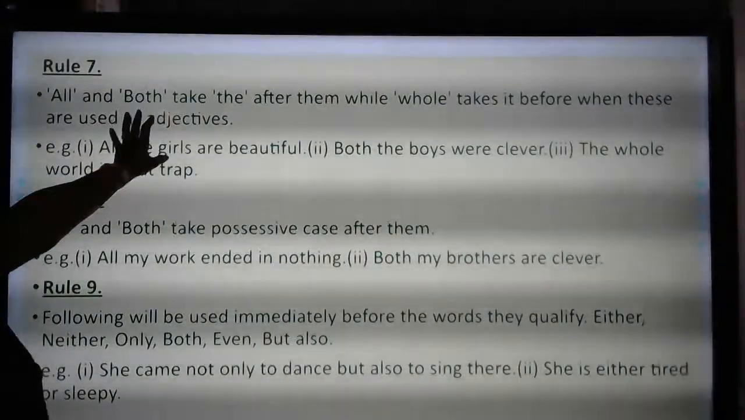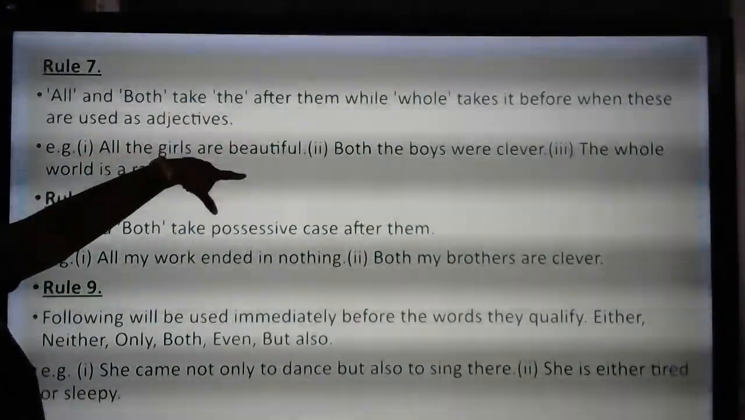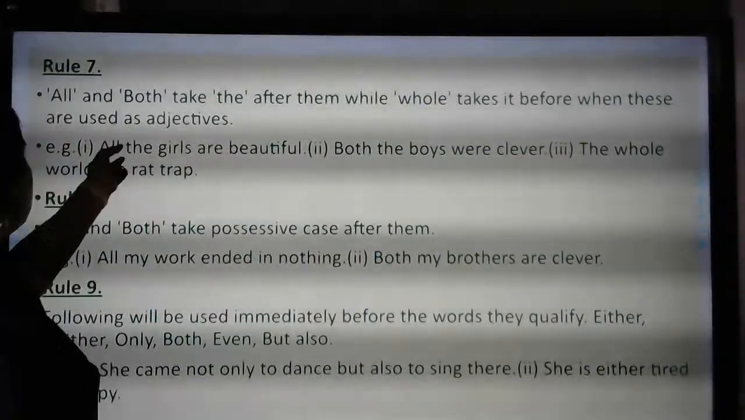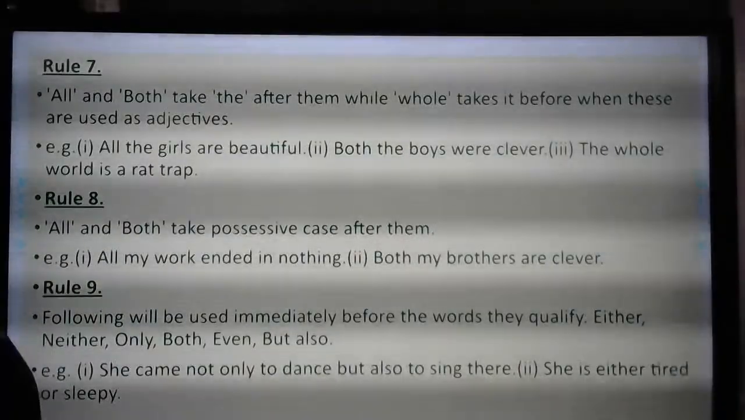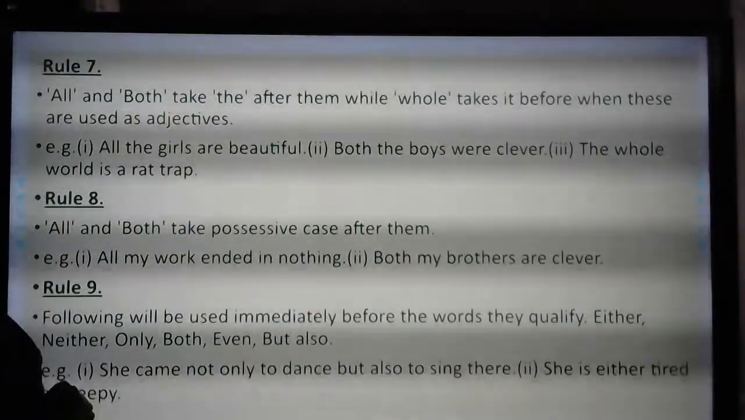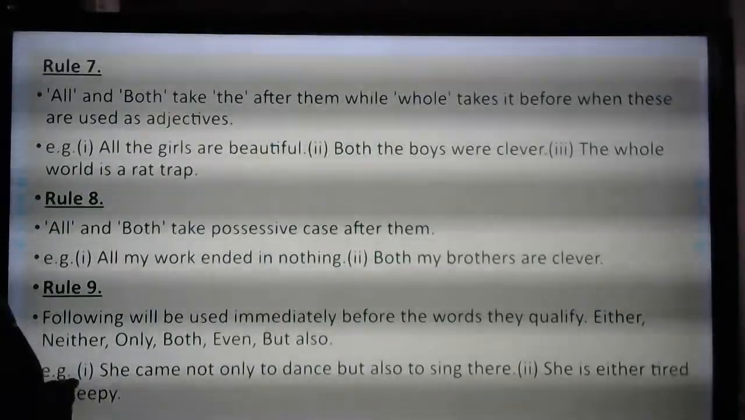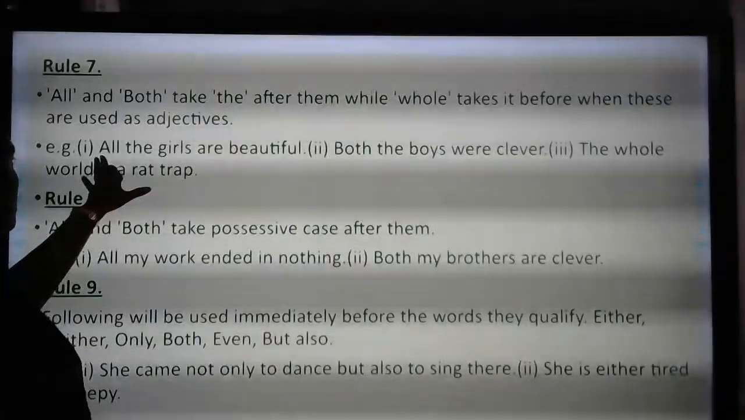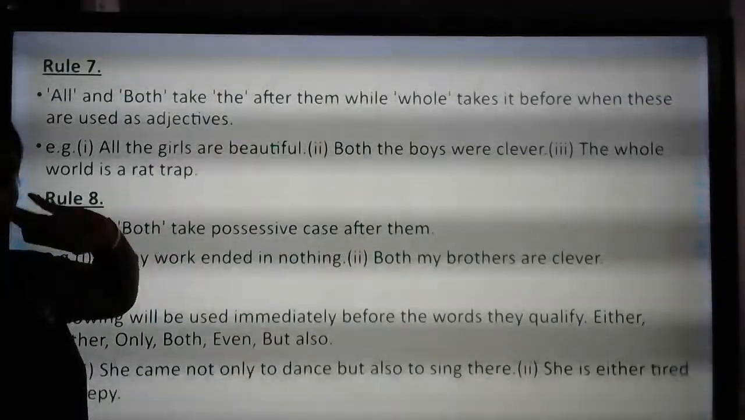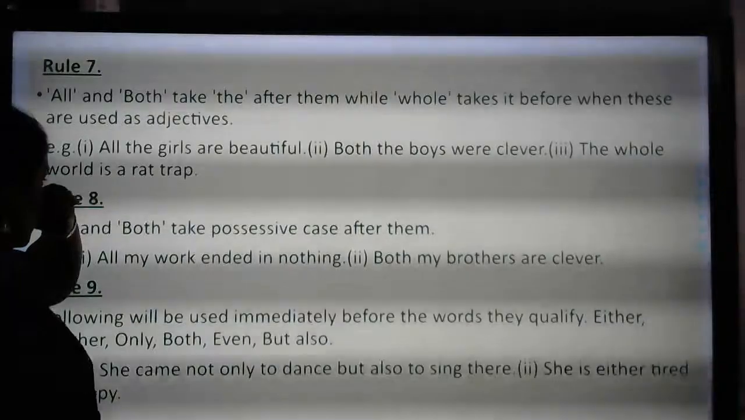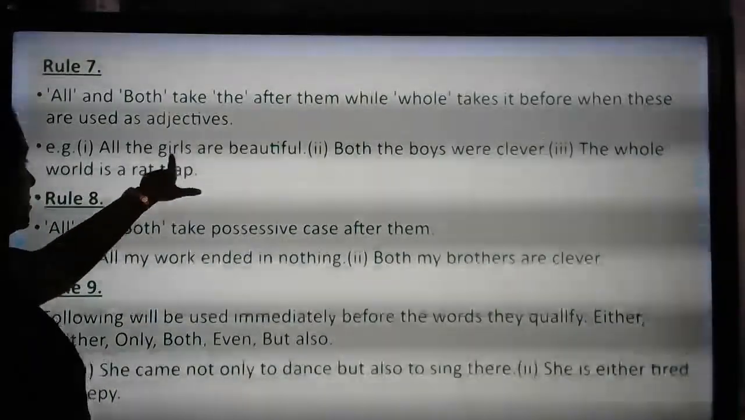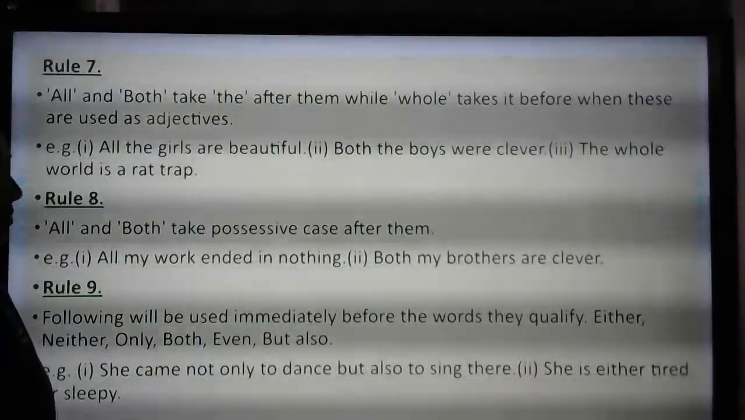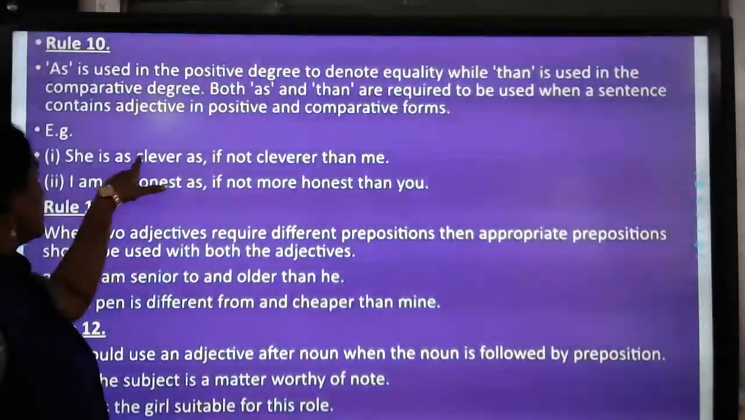And both take the after them, while whole takes it before, when these are used as an adjective. So when we are using them, both or whole, how we have to use the is given here. All the girls are beautiful. So the girls, all the girls, the article is used before girls. Girls here is plural. So before plural, even, we have used the article the.